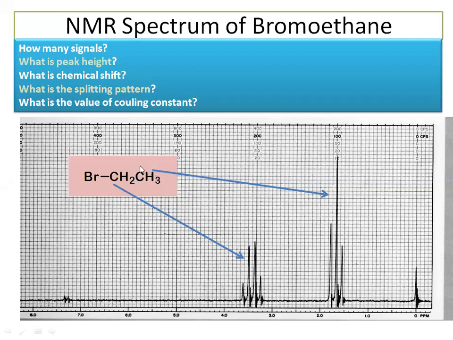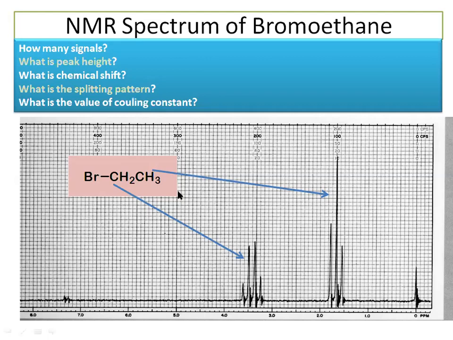In this structure, we have 3 methyl protons that are totally equivalent to each other, and in the same way the methylene protons are also chemically equivalent to each other. But the methylene and methyl protons are non-equivalent, and hence we are going to have 2 signals in this NMR spectrum. The second question to be answered is, what is the peak height?